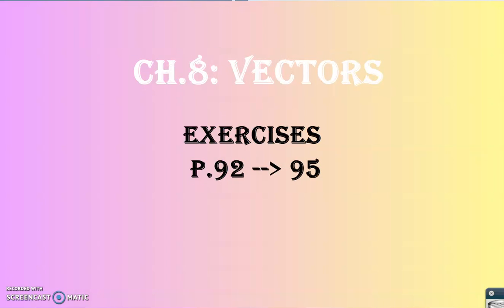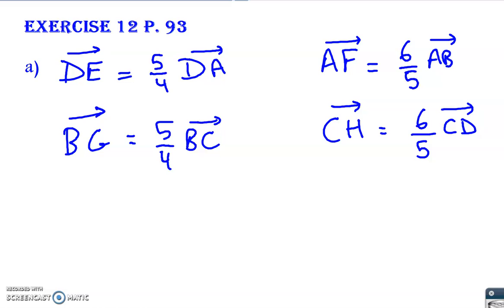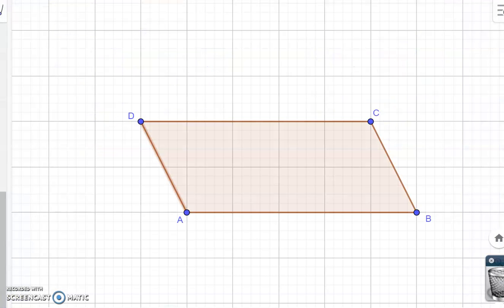In this video, I'm going to solve exercise 12, page 93. We are given a parallelogram ABCD, any parallelogram, so we can draw it in any way you want. And we want to construct the points E, F, G, and H satisfying the following. So this is any parallelogram ABCD. And first, I want to draw point E such that DE is 5 over 4 DA.